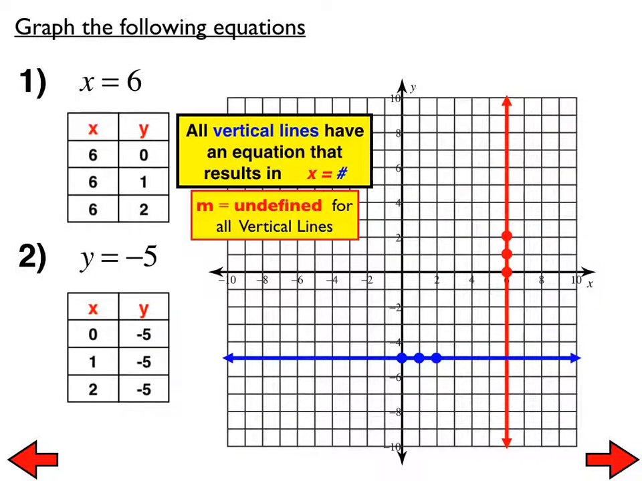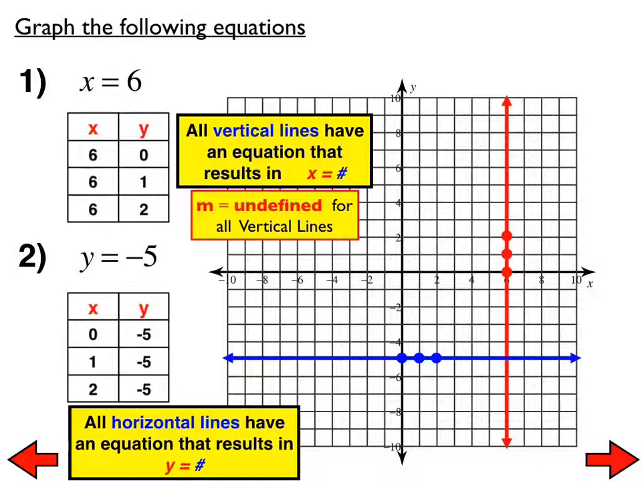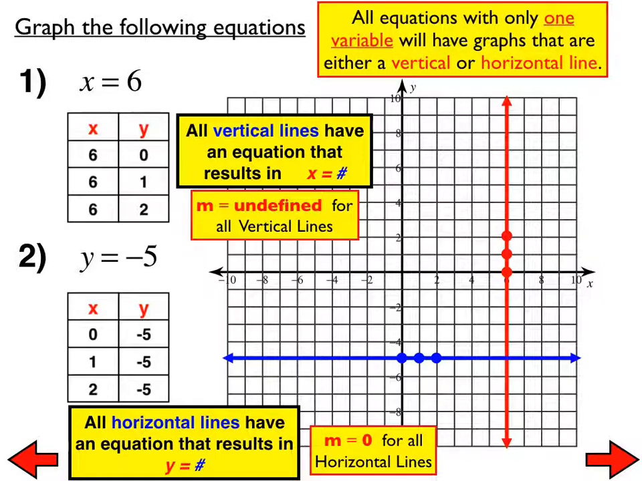we have a horizontal line. And remember, all horizontal lines have an equation that results in y equals some number, and the slope is 0 for all horizontal lines. So, all equations with only one variable will have graphs that are either a vertical or horizontal line. And I'm going to stop right there to let everybody get caught up with all the blank areas there.